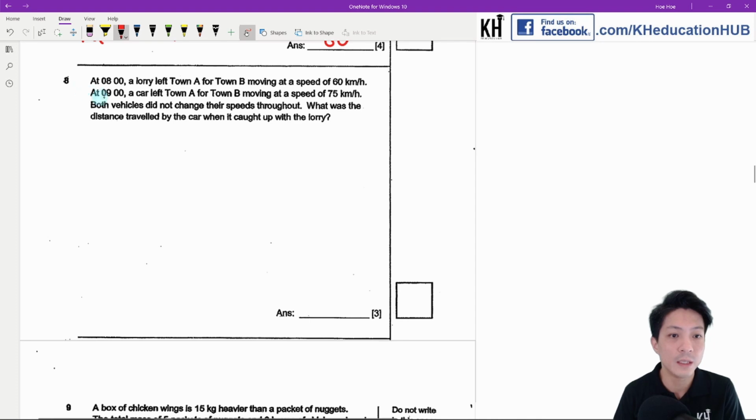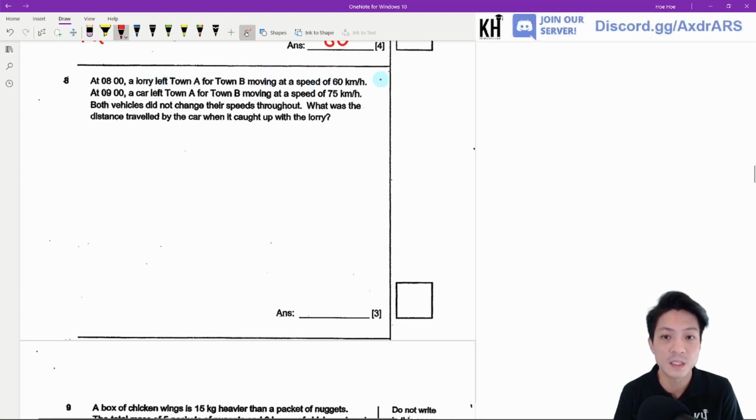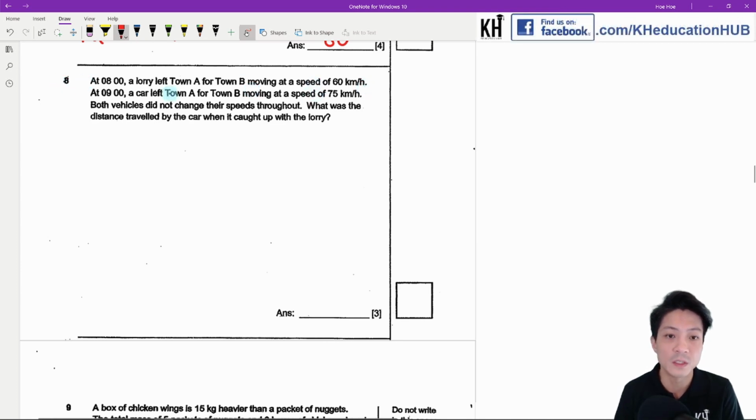Okay, question 8. At 8 AM, a lorry left town A for town B moving at a speed of 60 km per hour. At 9 AM, a car left town A for town B, so the two vehicles are moving in the same direction, moving at a speed of 75 km per hour. Both vehicles did not change their speed throughout. What was the distance traveled by the car when it caught up with the lorry?